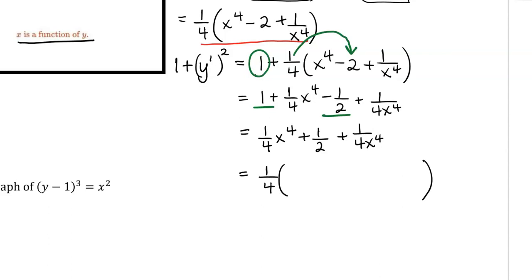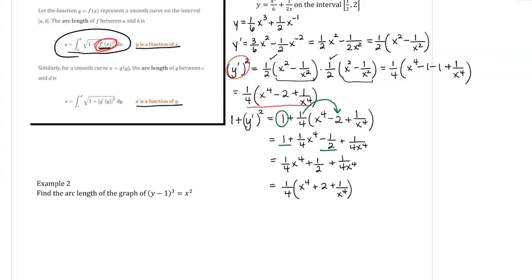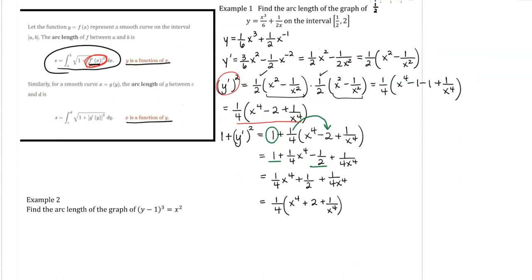When you pull out a 1/4, you're dividing everything by 1/4. So you're multiplying everything by 4. So this is just the x to the 4th that we're left with. This is a +2 that we are left with. Be careful with your algebra there. And then this is just a 1/x to the 4th that we're left with. Yeah, I definitely didn't give y'all enough room. That's my fault.